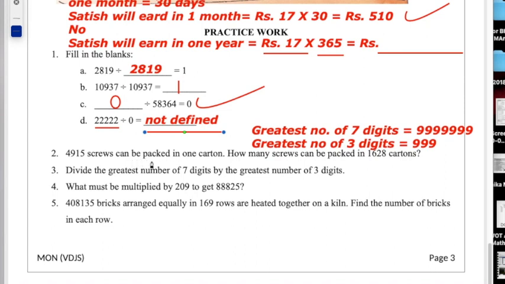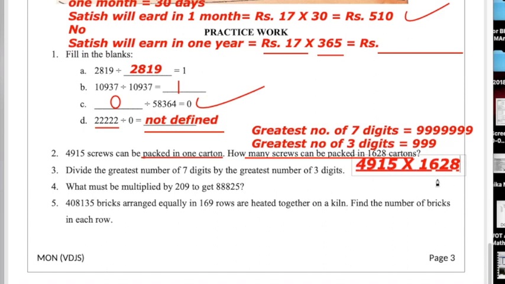4,915 screws can be packed in one carton. How many screws can be packed in 168 cartons? It's very easy. How can you find out? In one carton, the number of screws packed is 4915. So to find the number of screws packed in 168 cartons, you will multiply 168 by 4915, a 4-digit number multiplication, and you will get this answer. You have to show the working, the process.